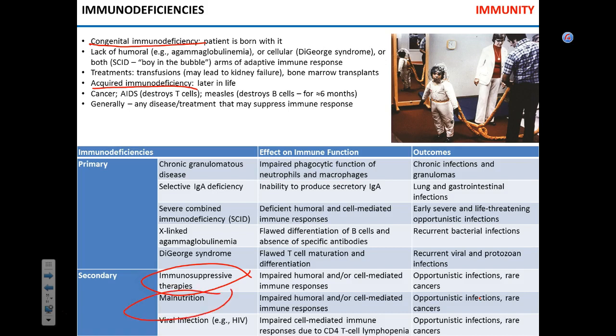Malnourishment, and various infections, mainly viral infections, like HIV. HIV is the textbook example, right? Oh, cancer. Cancer would be an acquired immune deficiency.